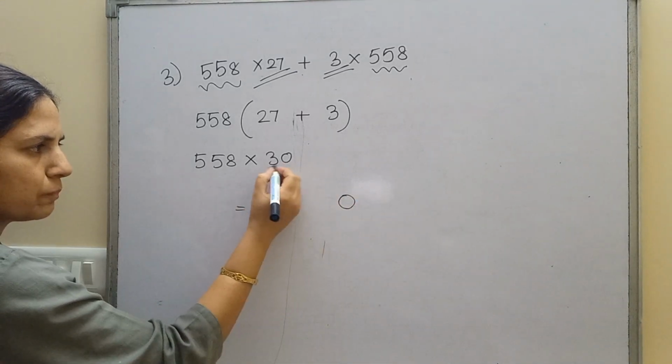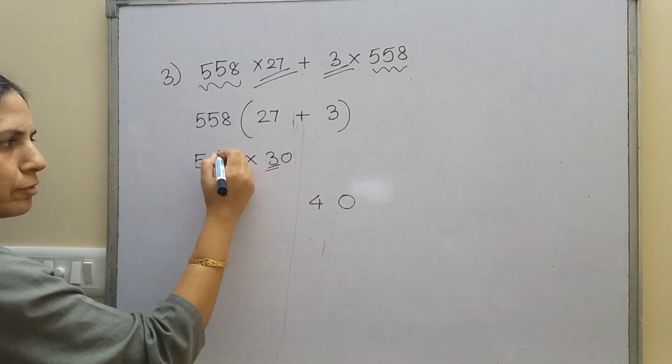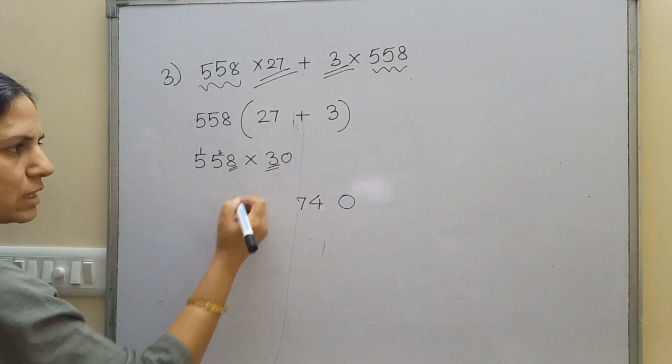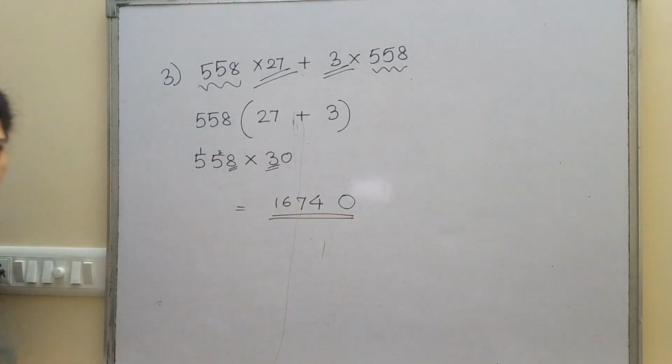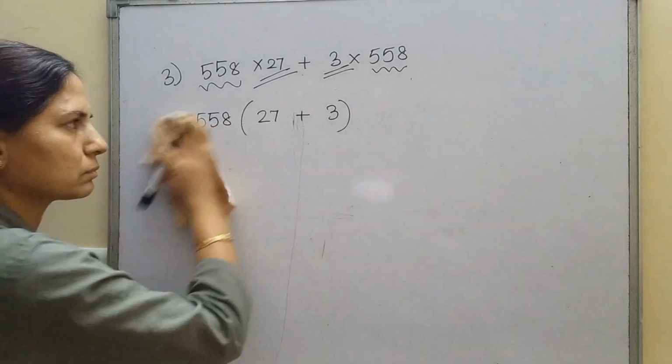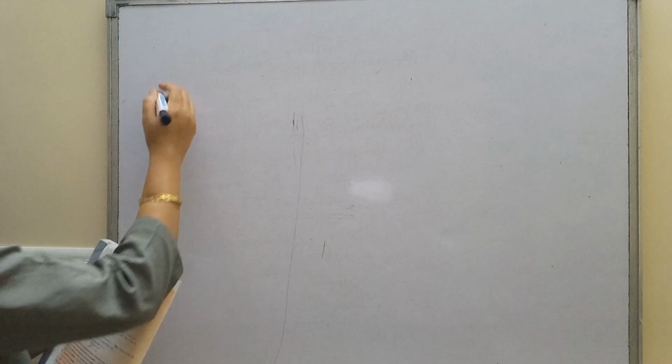Put a 0 here. 3 8s are 24. 3 5s are 15 plus 2, 17. 3 5s are 15 plus 1, 16. This is the answer. Let's go ahead with the next question.